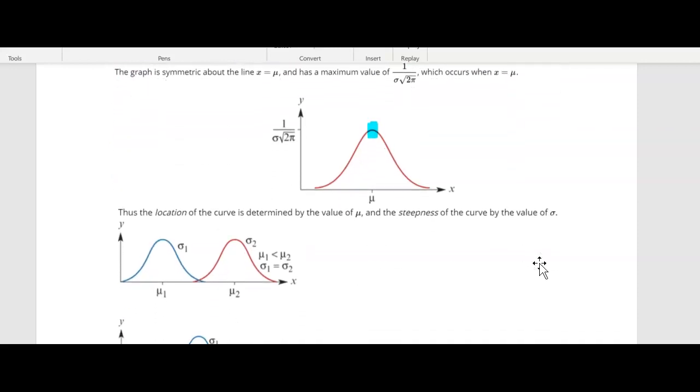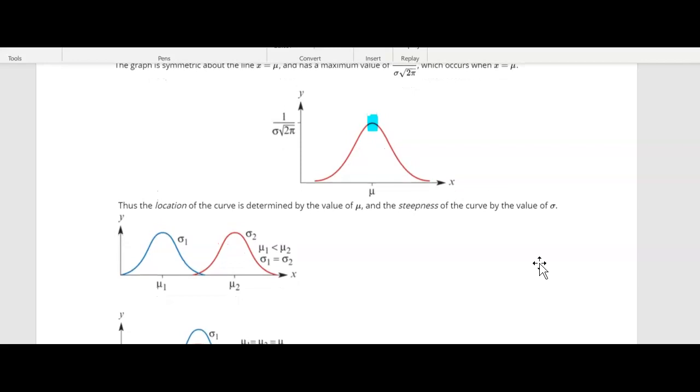All right, so let's have a look at a couple of examples. For this first one here, we've got two curves that look exactly the same. The only thing is they have different means. The first one has a lower mean than the second one, but they've got the same shape because the standard deviations are the same. So the standard deviation of the first one is the same as the second one. So they've got the same shape.